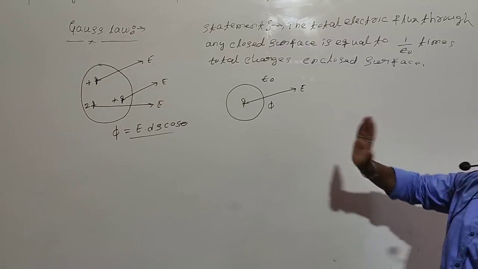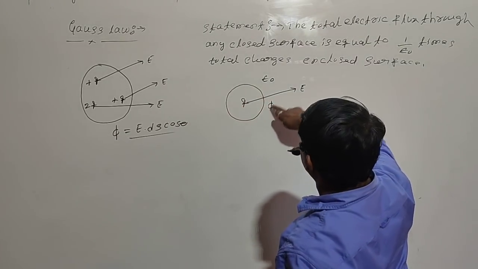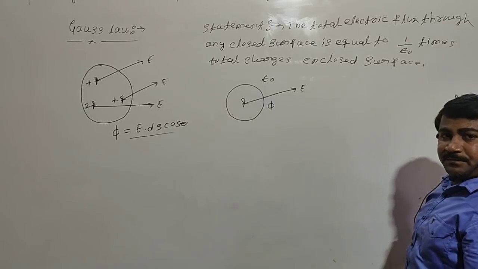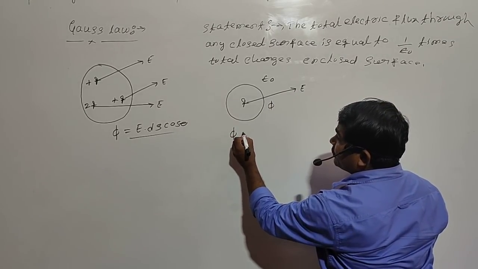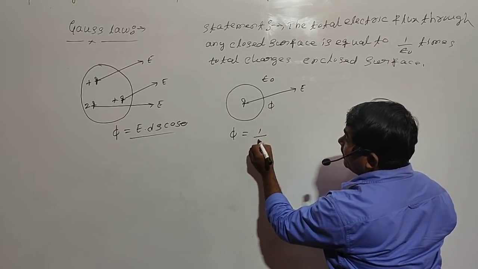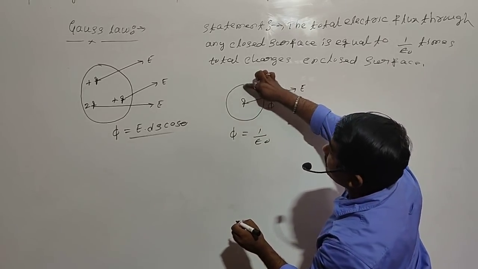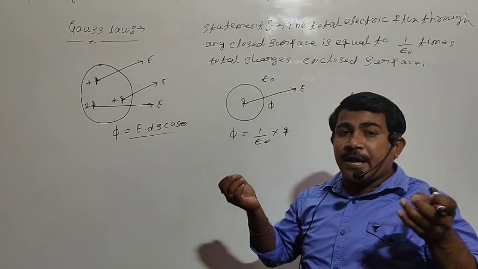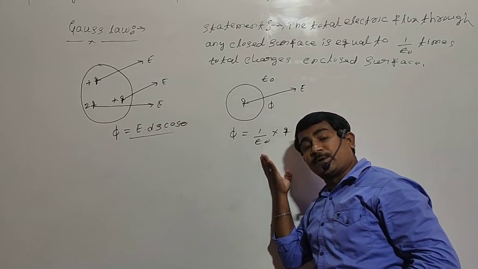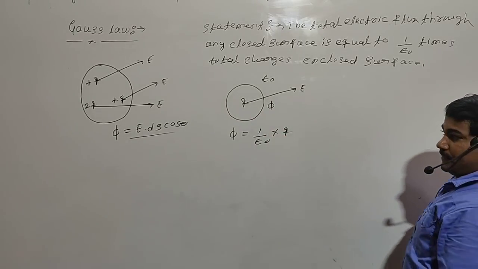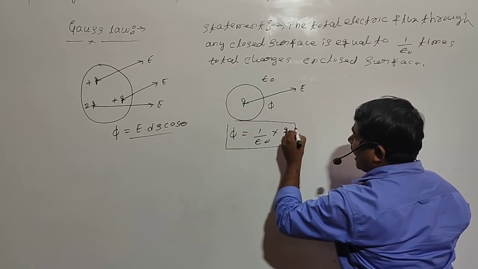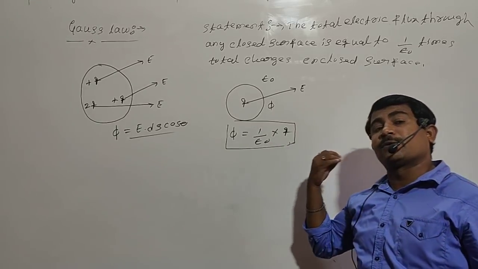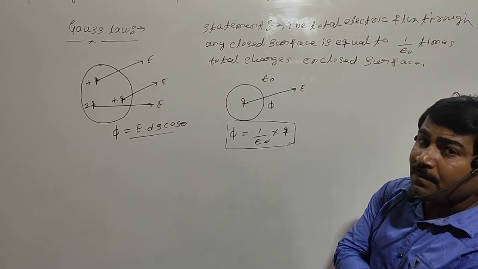What does Gauss law say? The total electric flux through a closed surface is equal to 1 by epsilon naught times the total charges enclosed by the surface. That is, the total charge inside the Gaussian surface divided by the absolute permittivity gives the total flux. How to say? The total flux through any closed surface must be equal to 1 by epsilon naught times the total charges enclosed by the closed surface. This is the statement of Gauss law.